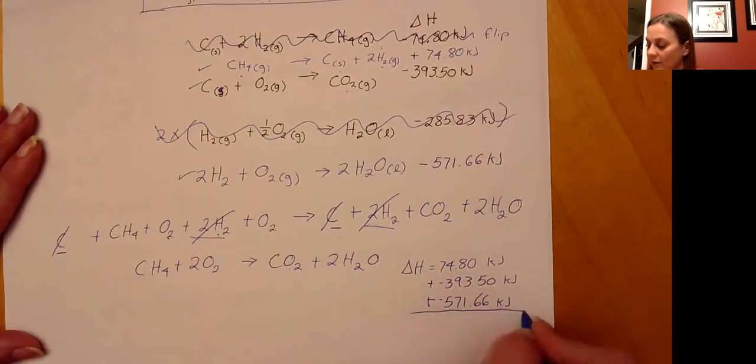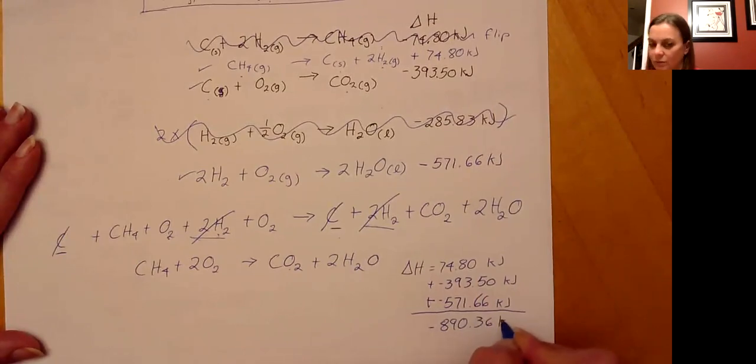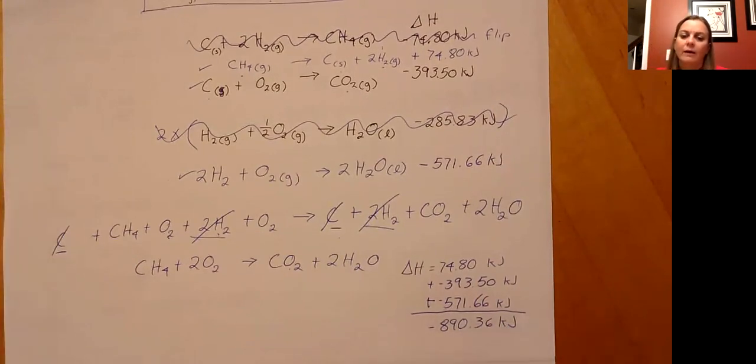And when we add all that up, we get, let's see, negative 890.36 kilojoules. So we arrived at the same answer that we got by the other process, which makes sense, but it's a different way of getting to it. There are times when this is the way we have to do it because we don't have enthalpies of formation for some of the reactants.